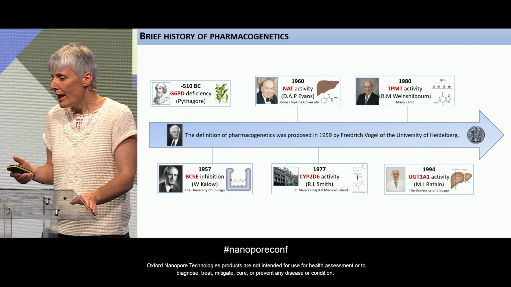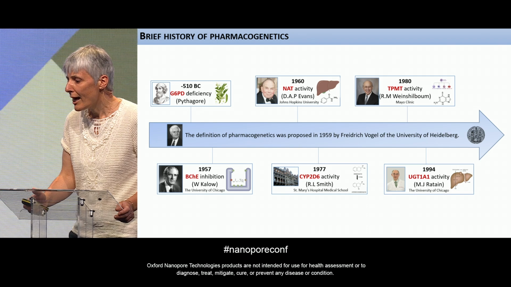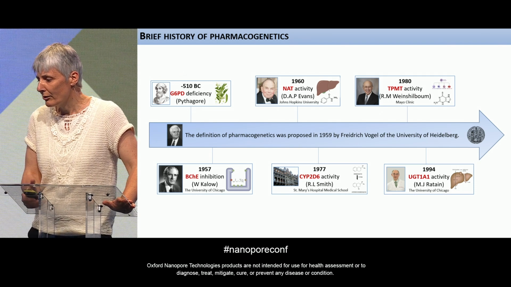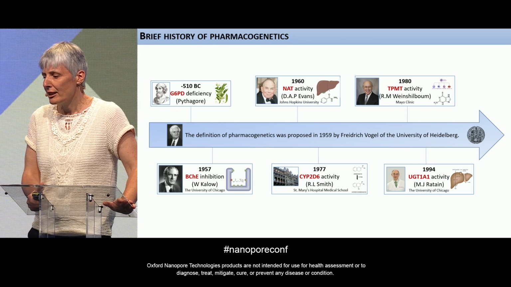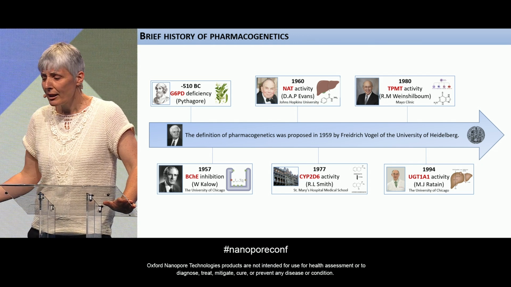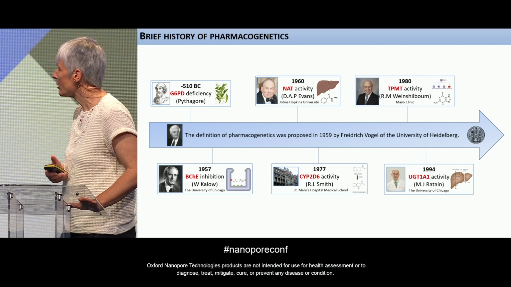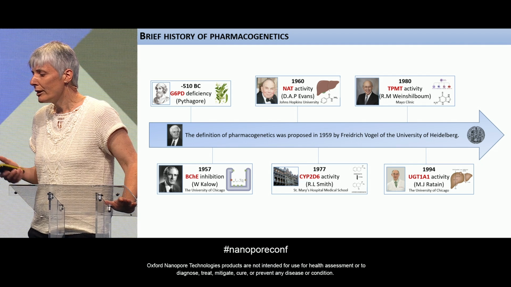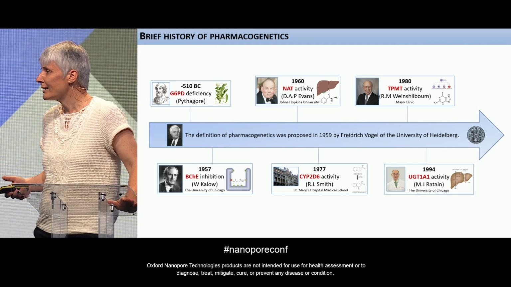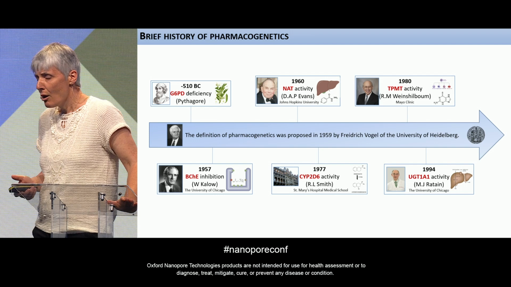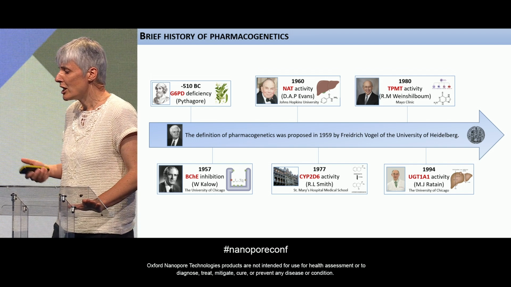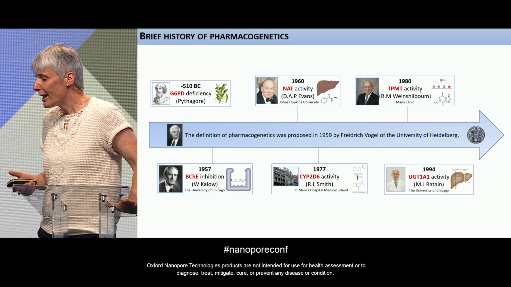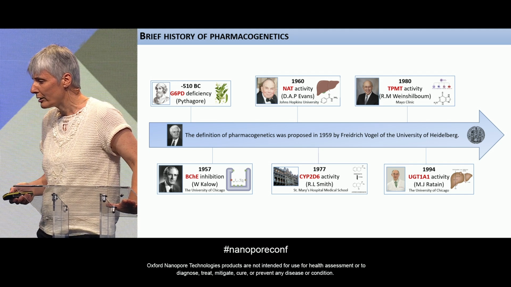First, I would like to remind you that pharmacogenomics was discovered by Pythagoras in patients with G6PD deficiency. More recently, the definition was proposed by Friedrich Vogel. And in my talk, I'm going to focus on the CYP2D6 and UGT1A1 genes. Why? Because they are key genes involved in pharmacokinetics and toxicity of drugs.